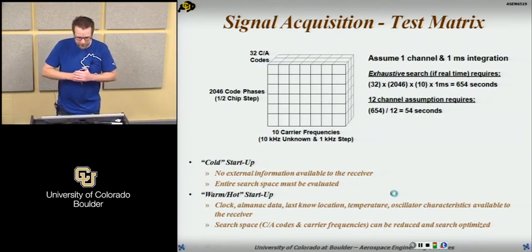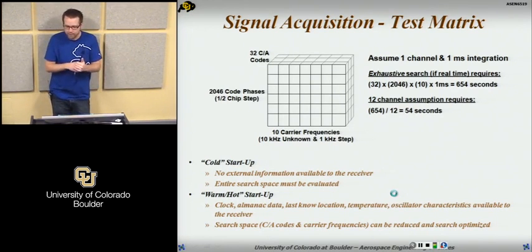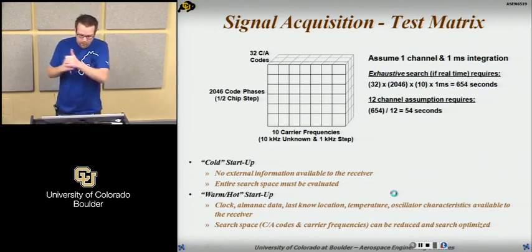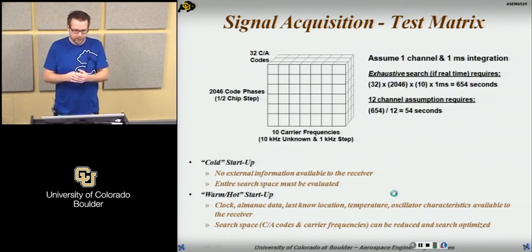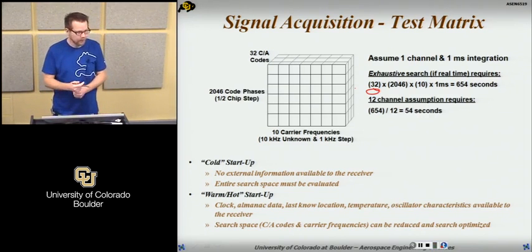So if we look back at the FPGA approach here, we had everything happening in real time. And if we do 1 millisecond integration, we only have 1 channel. In order to find all possible signals in there, we have the 32 GPS satellites that could be visible.